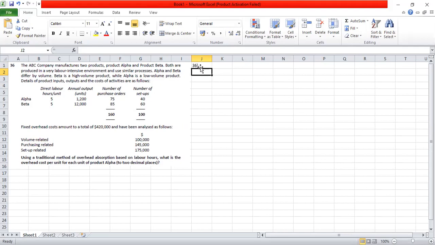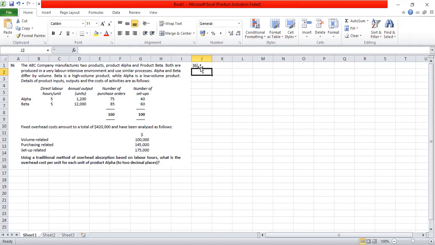The ABC company manufactures two products, product alpha and product beta. Both are produced in a very labor intense environment and use similar processes. Alpha and beta differ by volume. Beta is a high volume product, while alpha is a low volume product. Details of product inputs, outputs, and the costs of activities are as follows.